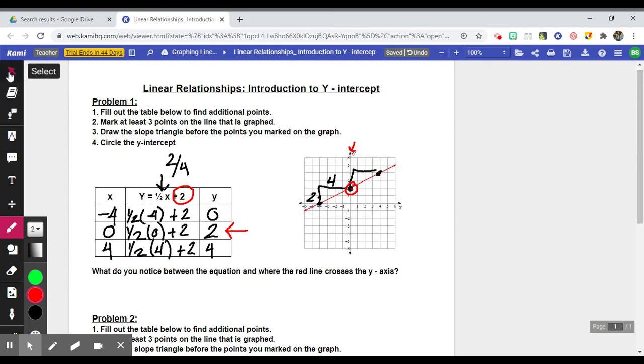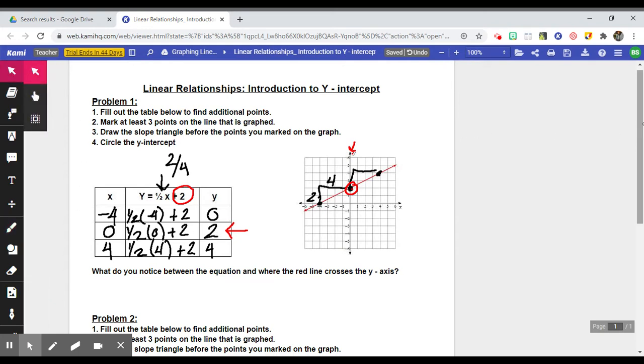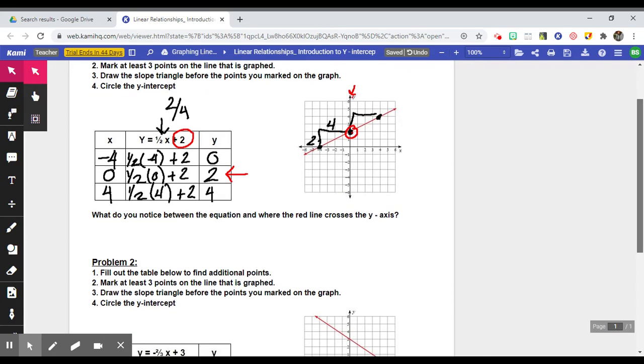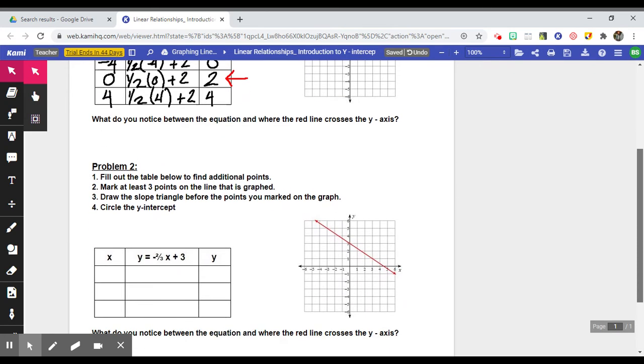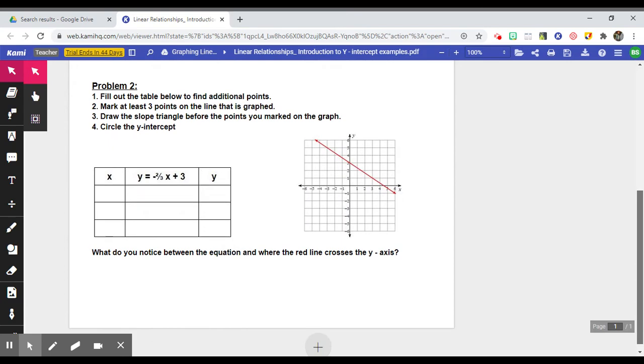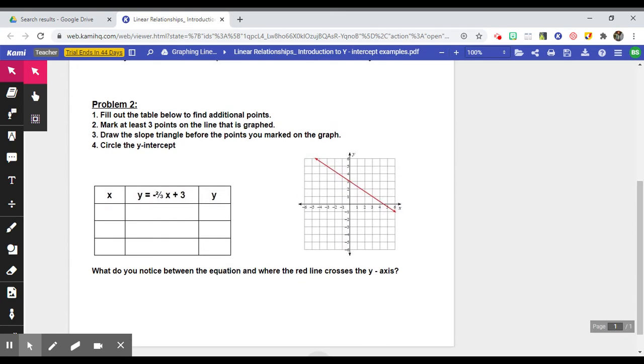I don't want to give it all away, so I'm going to go on to example number 2. In today's assignment, that's where you get to write what you noticed between the equation and where the red line crosses the Y-axis, and you can also mention what you notice about the value of X that always gave you the Y-intercept. But again, I'm going to let you answer that today, and we're going to follow up with this on Monday.